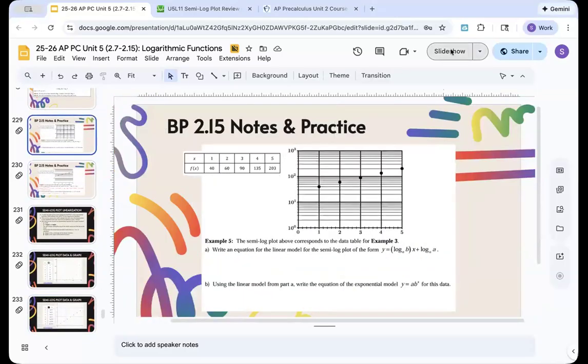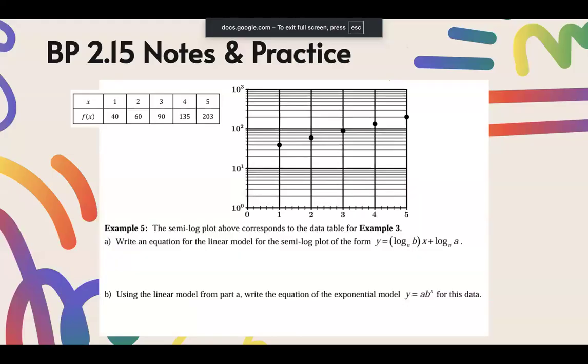Okay, last thing. So the last thing with our semi-log plots, and as a reminder, topic 2.15 is not on your assessment. 10 to the 1 is 10, 10 squared is 100, and 10 cubed is 1,000. So again, we saw this before. These are these coordinates plotted.